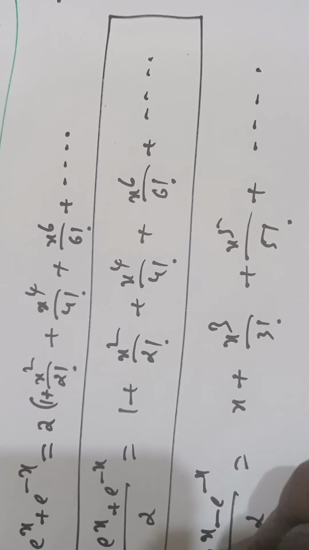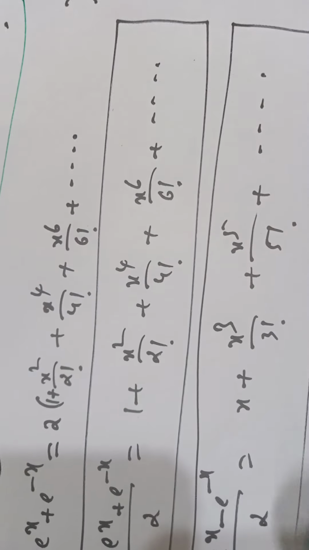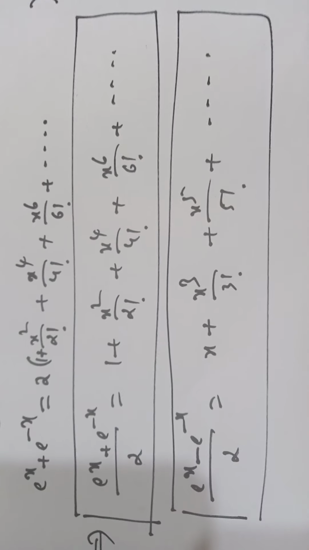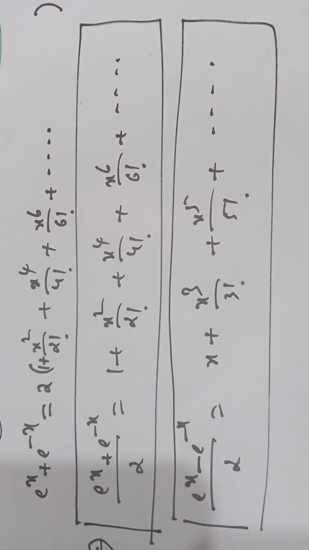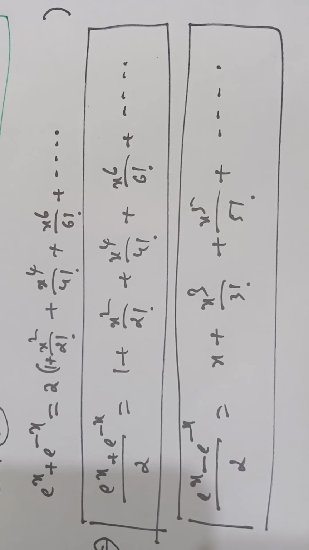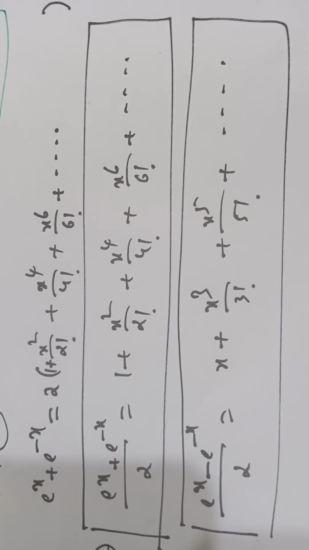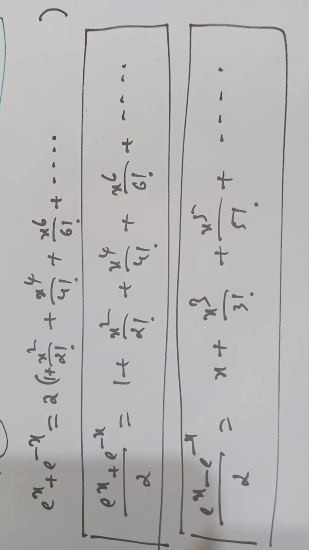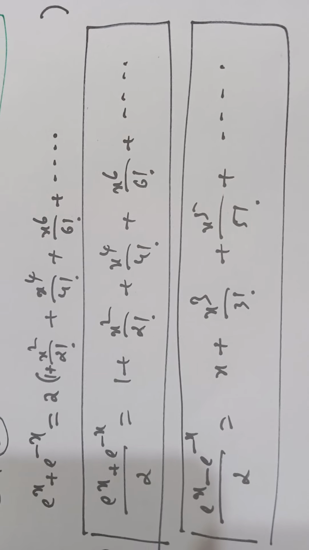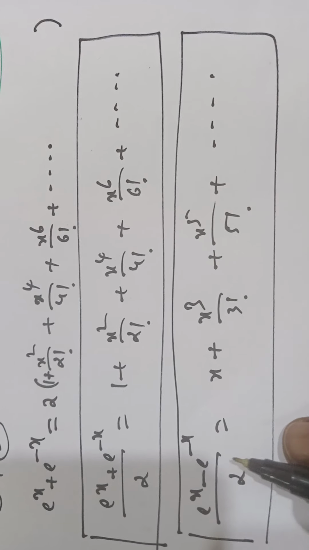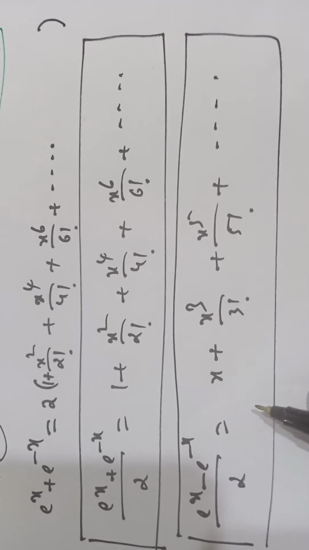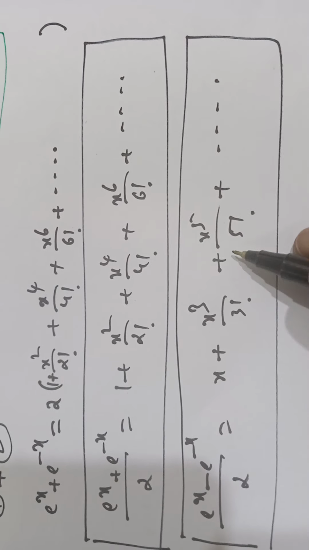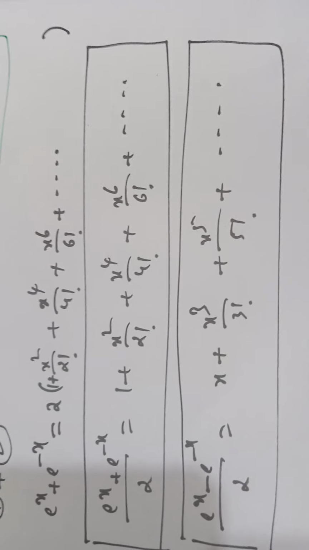So you can remember both these series very easily. What is the expansion for e power x plus e power minus x by 2? That is 1 plus x square by 2 factorial plus x to the power of 4 by 4 factorial plus x power 6 by 6 factorial, and so on. Similarly, e power x minus e power minus x by 2 is only x plus x cube by 3 factorial plus x power 5 by 5 factorial plus so on will come.